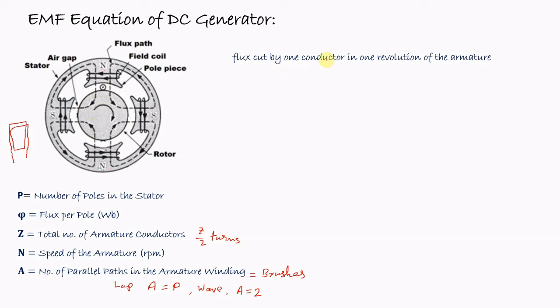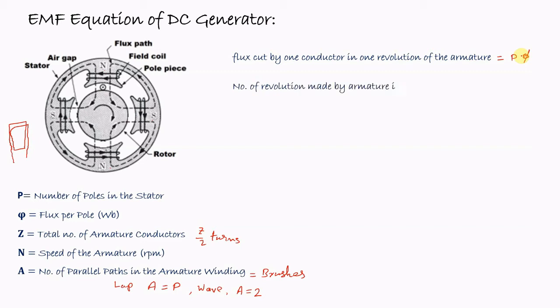Therefore, the flux cut by one conductor in one complete revolution of the armature can be written as P into phi. In general, P is the number of poles and phi is the flux per pole. So this will be the total amount of flux that will cut the conductor for one complete rotation.